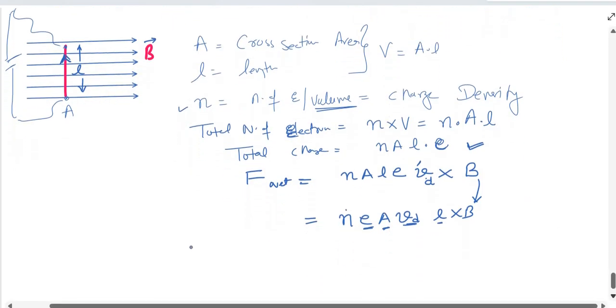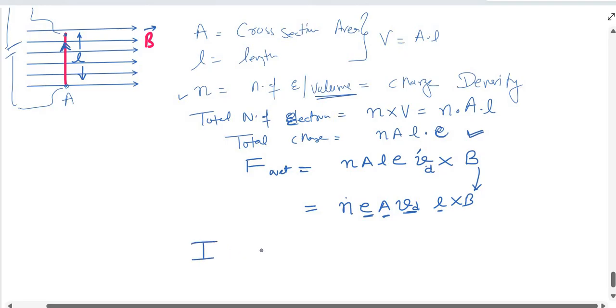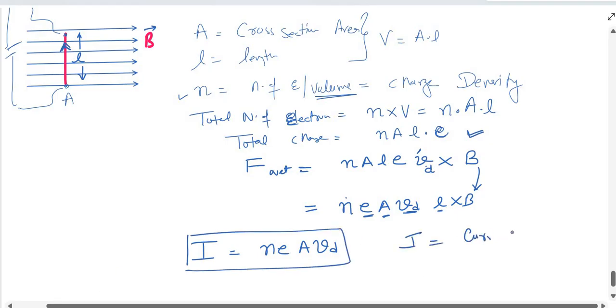If you have studied the last derivation, we know the current in the wire is nAeVd. This is the current formula in the wire, where I is the current, n is the charge density, e is the charge on the electron, 1.6 times 10 to the minus 19 coulomb, A is the cross-sectional area of the wire, and Vd is the drift velocity. So by using this formula, can I say this is nothing but I, the current of the wire?